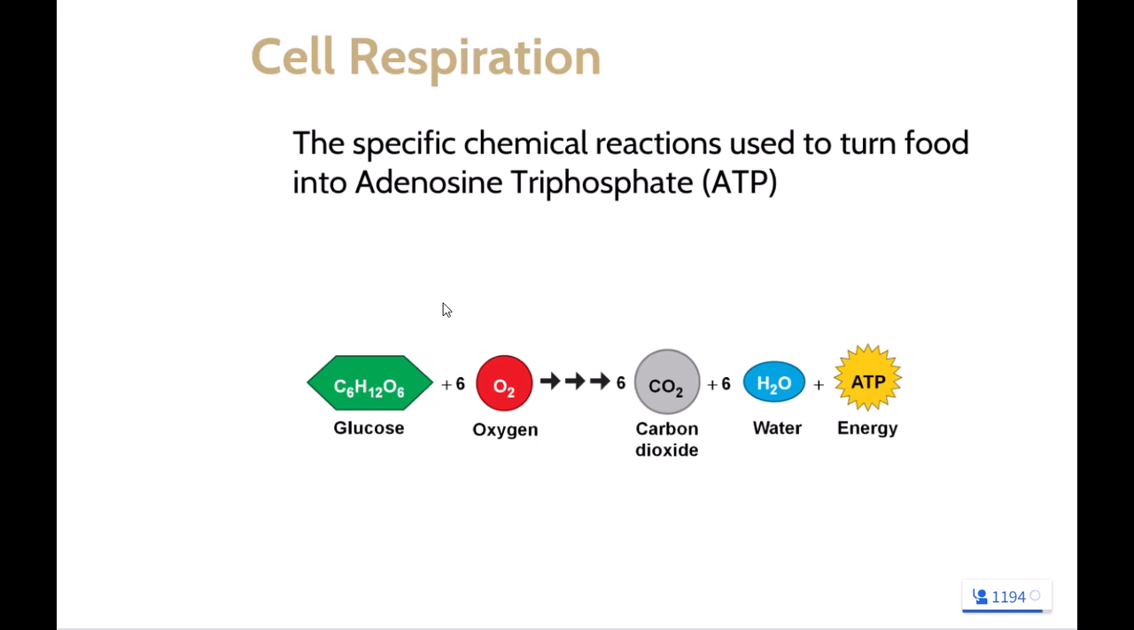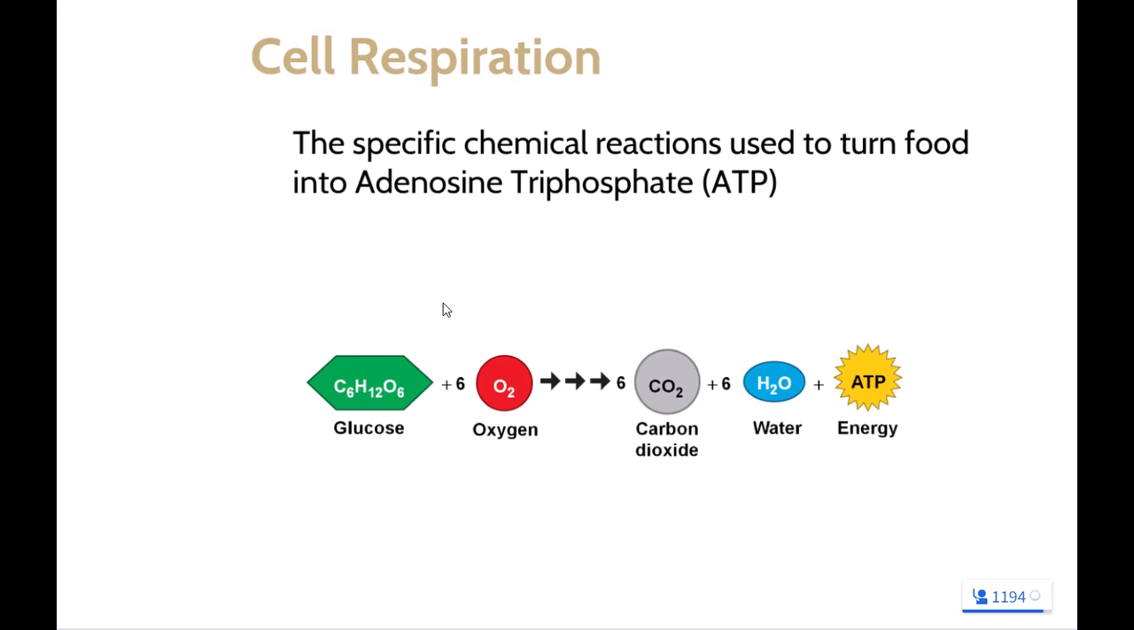So let's talk cellular respiration. Here's the big picture. We take glucose, C6H12O6. That glucose, or blood sugar, is a monosaccharide. It's a 1 subunit sugar. This glucose is combined with oxygen gas. And then we turn that glucose and oxygen into carbon dioxide, water, and ATP, or cellular energy.